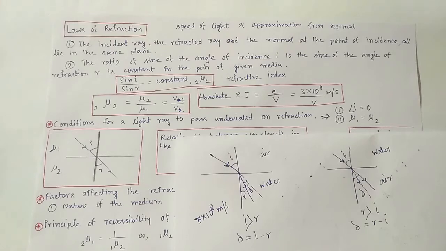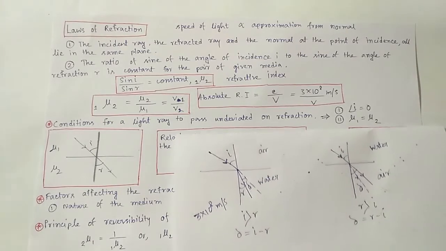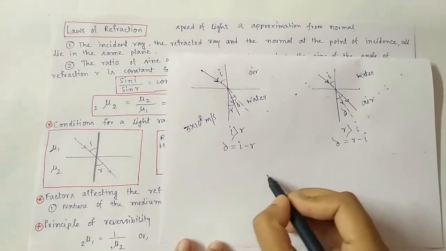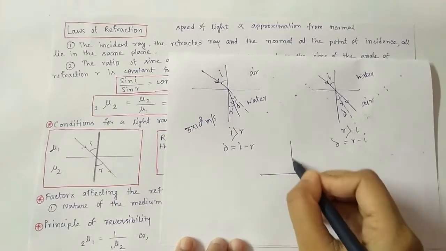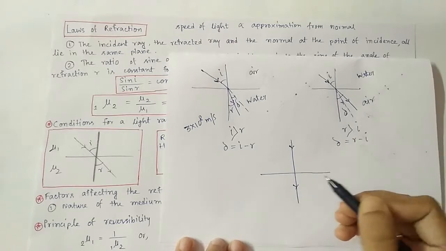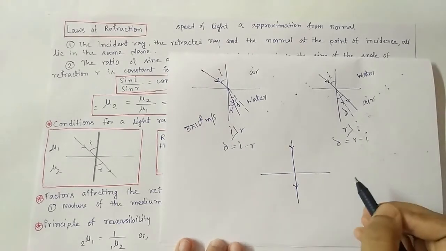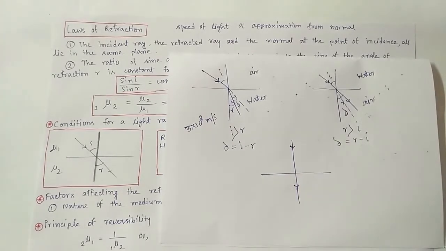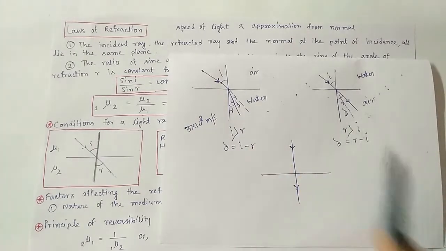Another case of refraction may also happen, when light moves along the normal in this way. Actually there is no deviation in this case, so we'll discuss it later. For now just focus on these two things.